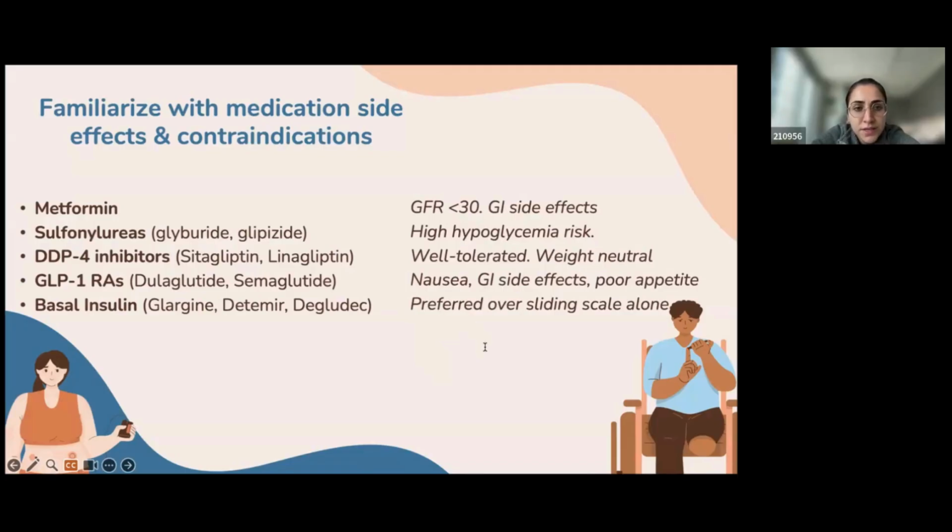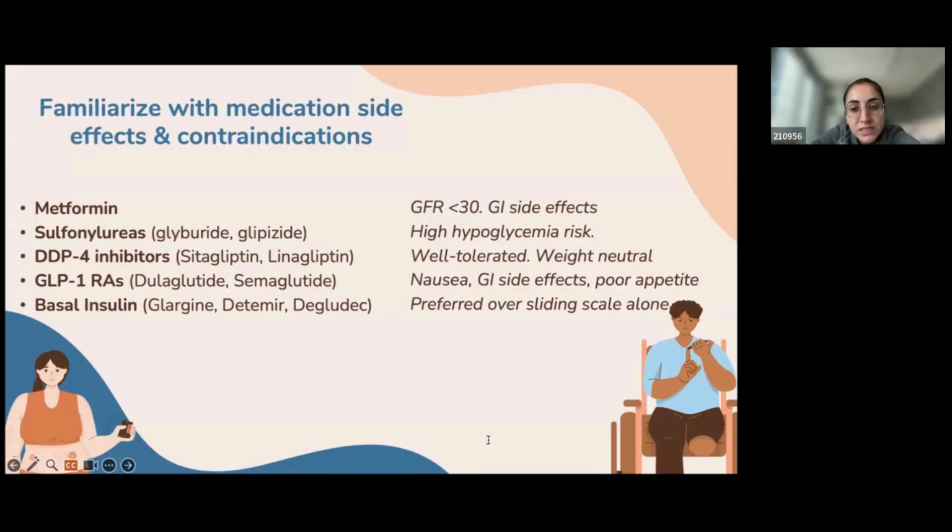DPP4s are generally very well tolerated. They're also weight neutral. They're not very strong. They typically decrease A1C by about a half percent, if even. So they're usually used in combination with other meds, but they're very well tolerated. GLP-1 receptor agonists, as we all know, can cause nausea, poor appetite, GI side effects, dehydration. So we should use them very cautiously, but they're helpful when weight loss is desired.